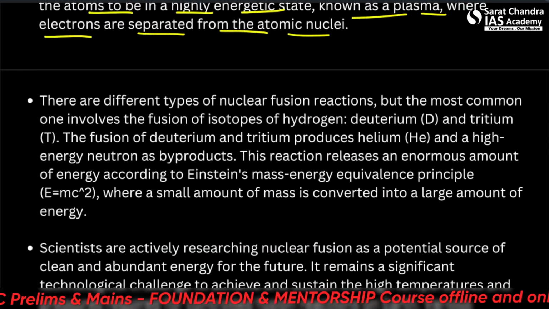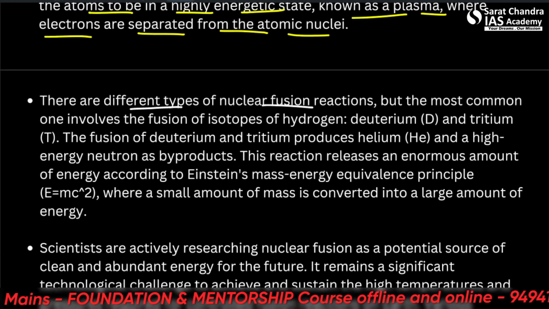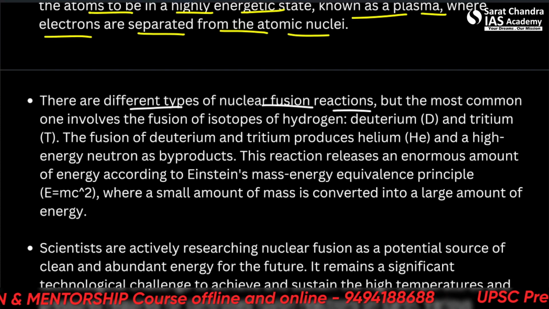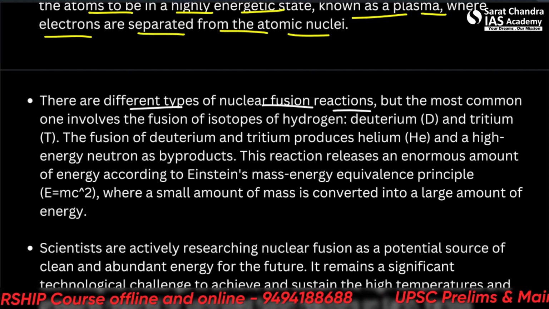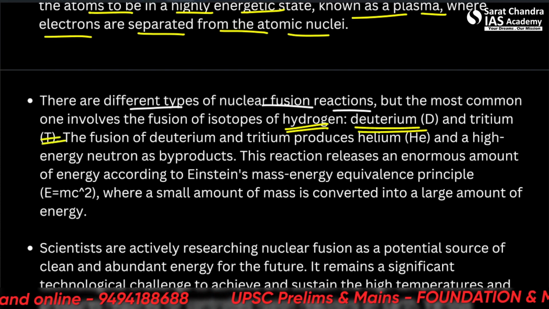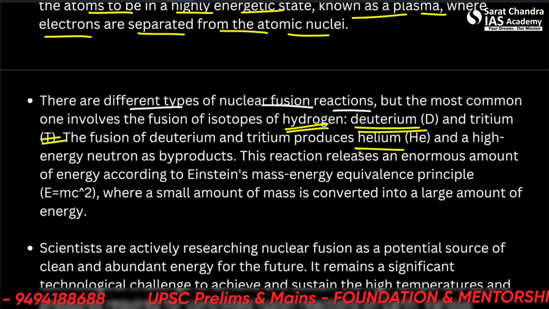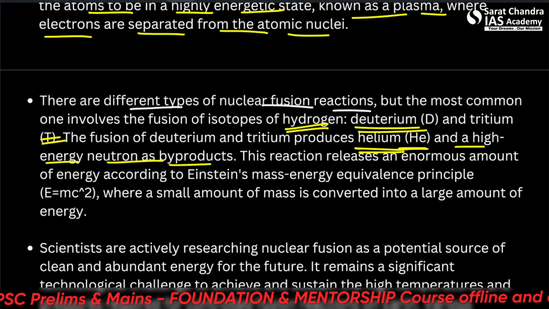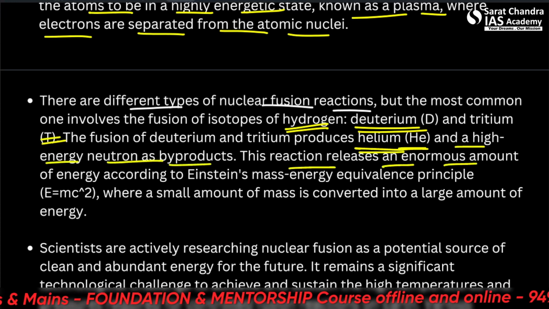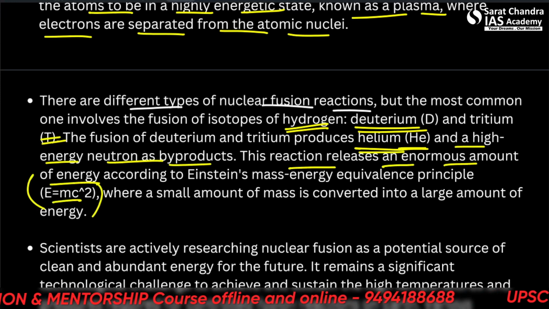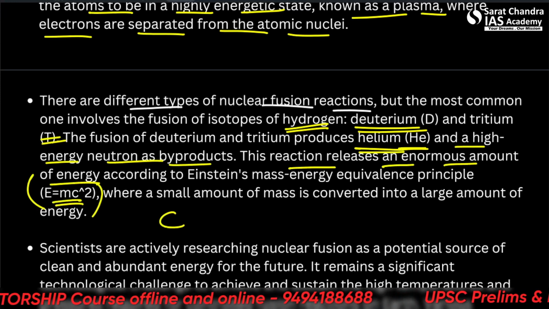Okay. So there are different types of nuclear fusion reactions, but the most common one involves the fusion of isotopes of hydrogen. We don't need to go into this detail. You can take the screenshot and read. Deuterium and tritium are mostly involved here, and they produce helium atoms and high energy neutrons as byproducts. This releases an enormous amount of energy, and this is based on Einstein's mass-energy equivalence, E equals mc squared.